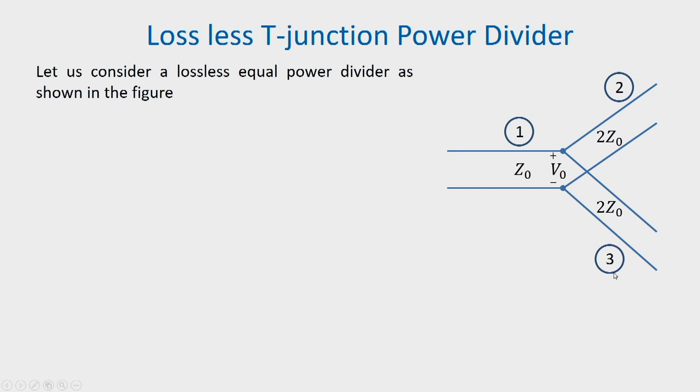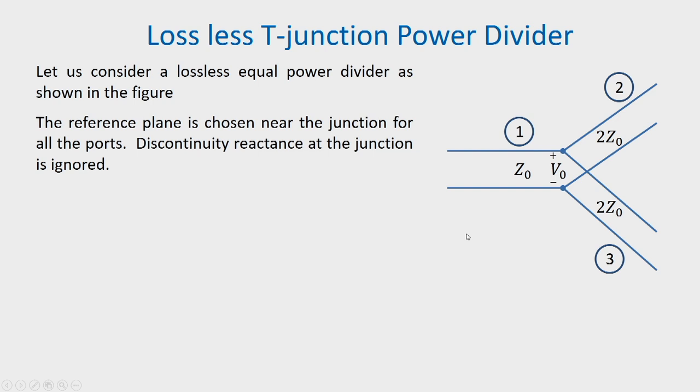and in order to match the input port, we will have to have the characteristic impedance of the transmission lines constituting port 2 and 3 be 2Z0, so that the parallel combination of these two will be Z0, and therefore port 1 will be matched. The reference plane here we have considered on the junction itself, and when this type of junction is formed by connecting transmission lines, we have a small reactance which is ignored.